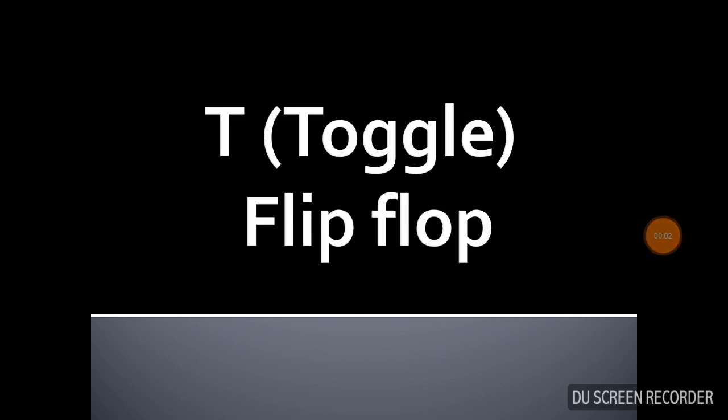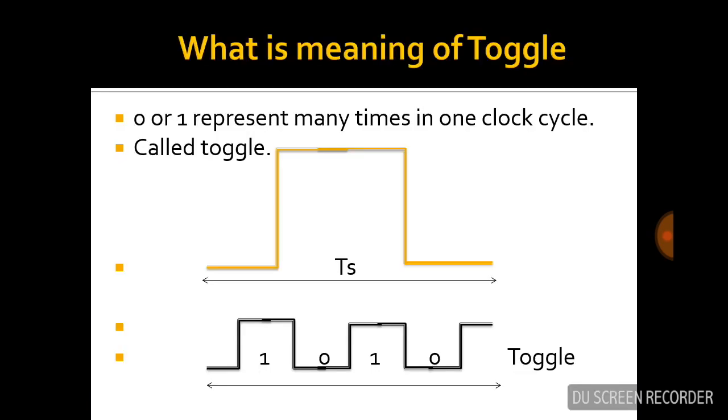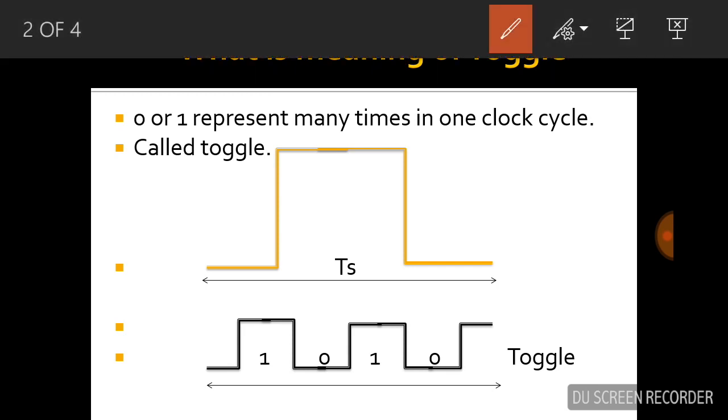Hello friends, today we will learn the T flip-flop, which means toggle flip-flop, and this toggle flip-flop is made from the JK flip-flop. First of all, what is the meaning of toggle? In this toggle condition, if we apply any clock signal, the output in one clock cycle is 0, 1, 0, 1 and 0.